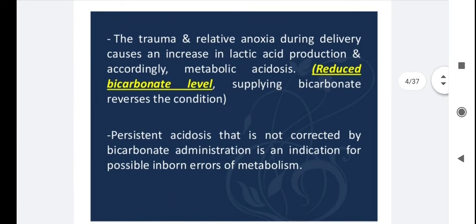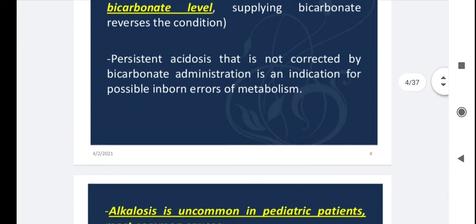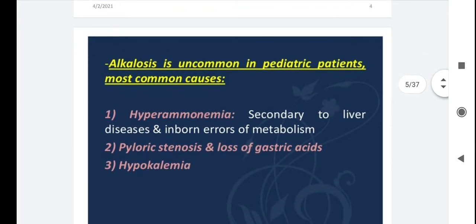The trauma and relative anoxia during delivery cause an increase in lactic acid production and accordingly metabolic acidosis, reducing the bicarbonate level. Supplying bicarbonate reverses the condition. Resistant acidosis that is not corrected by bicarbonate administration is an indication for possible inborn error of metabolism.